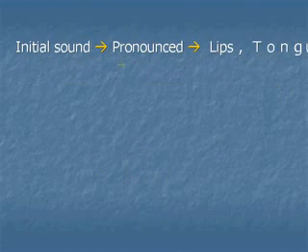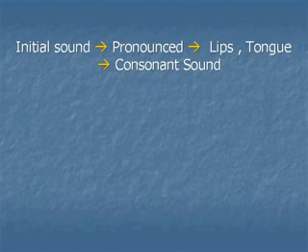And if the initial sound of a word is not produced from the throat and is produced using lips or tongue, it is supposed to be a consonant sound, and you should be using a before that noun. For example, boy, a boy. So when you pronounce this word, the initial sound does not come from the throat, but it is produced using your lips. So the initial sound is a consonant sound. That is why we use a before boy.